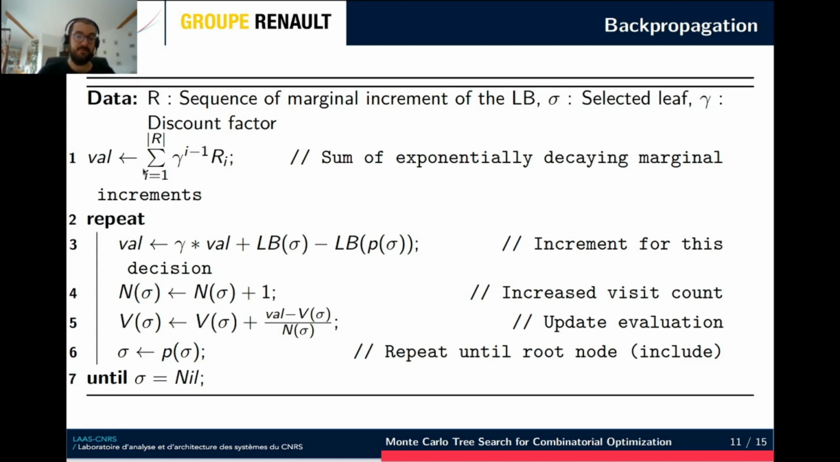So first we compute the sum of marginal increment of the lower bound we got from the rollout with the exponential decay. And then we have to add the growth of the lower bound when we took this decision from the parent of sigma. And we update the node information, so the visit count, the evaluation with the outcome of this rollout, and we repeat this step until we reach the root node.